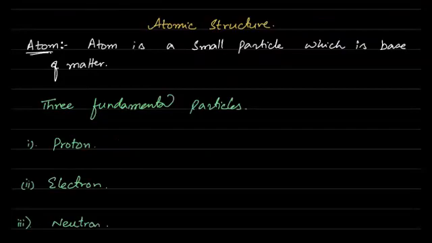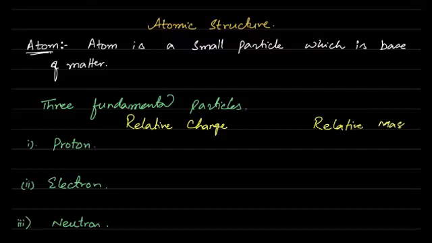Proton, electron, and neutron, their relative charge, and the next thing is going to be relative mass. Actually, these are not the actual charges or actual masses. Relative charge for proton is +1. Electron is -1. Neutron is neutral, or it does not have any charge. Again, I repeat, proton is +1, electron -1, neutron is neutral. They don't have any charge.